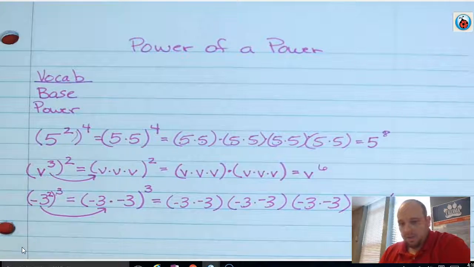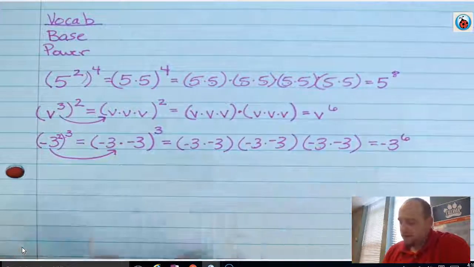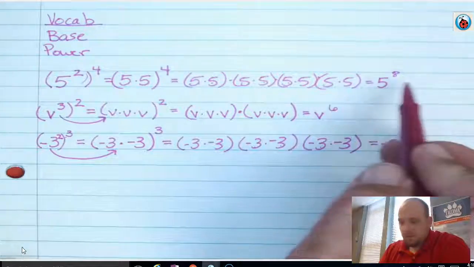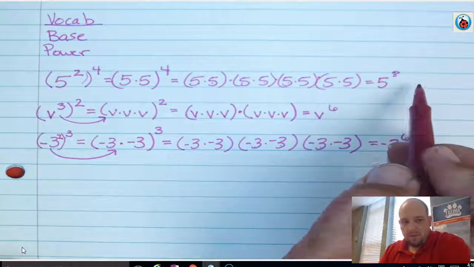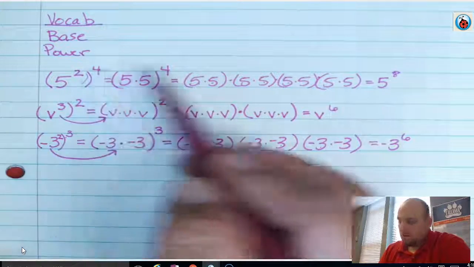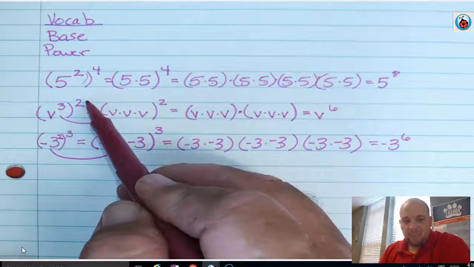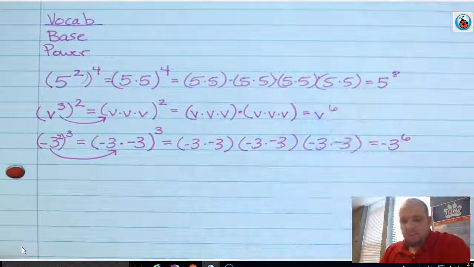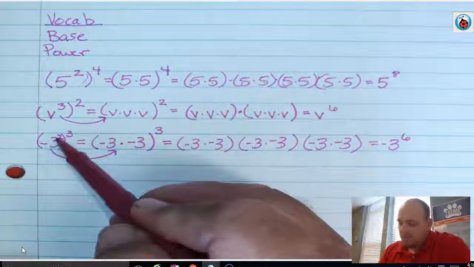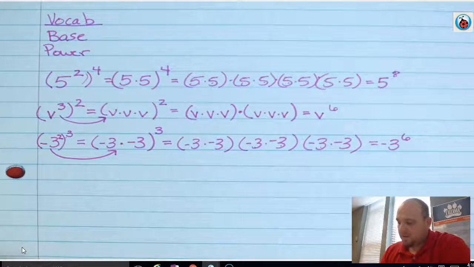All right? So some of you may have started to notice a quicker way to go from here to the end. If you think back, we had 5 to the second raised to the 4th power. The answer was 5 to the 8th. We had v to the 3rd raised to the 2nd power. Our answer was v to the 6th. We had negative 3 to the 2nd power raised to the 3rd power, and our answer was negative 3 to the 6th. Here's the shortcut way to do it.